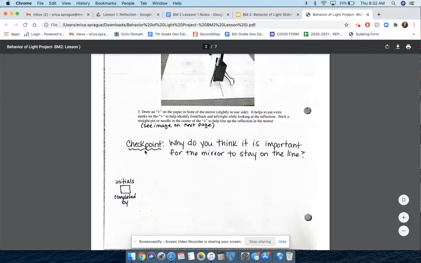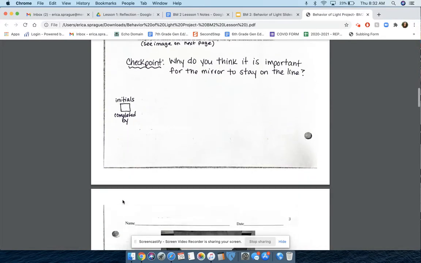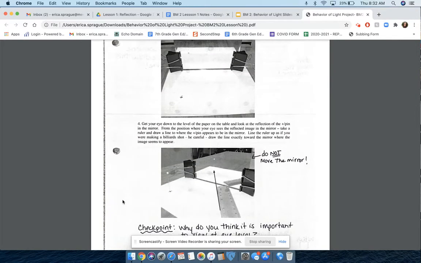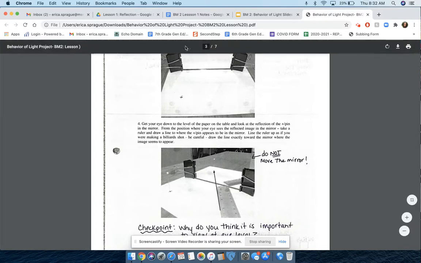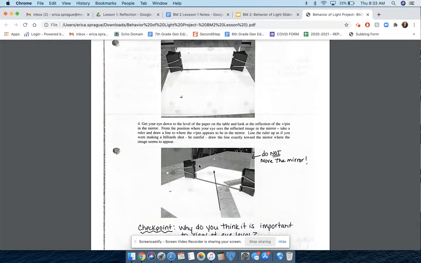Make sure that you answer the checkpoint questions as they come and initial when the step of this lab is completed. Now, here comes the tricky part. What we're going to do is look at this plus sign or the image in the mirror and try to identify which direction the light rays are coming from that image into our eye.